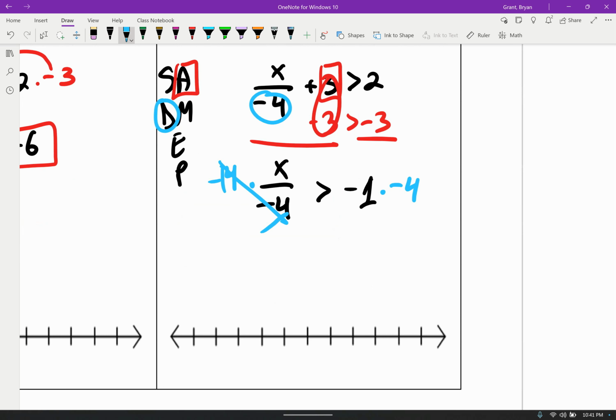These guys cancel. It leaves me with x. Negative 1 times negative 4 is positive 4. And since I ended with a positive, I don't need to flip the sign, do I? Oh, yep, you do. We multiplied by a negative, and that's enough to make us flip the sign. Multiply or divide both sides by a negative, you gotta flip.